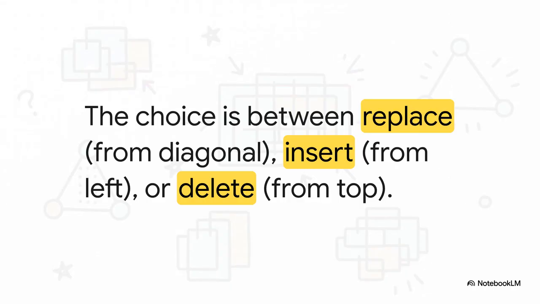Now for the fun part, the recurrence, the rule that's going to build our whole solution. To figure out the value for any cell in the grid, we just have to look at its 3 neighbors. We can get here from the cell to the left, which would be like an insertion. We could come from the cell above, which is like a deletion, or we can come from the diagonal, which represents a replacement. All we do is ask, what's the cheapest of those 3 options? We take that minimum value, and that becomes the answer for our current cell.